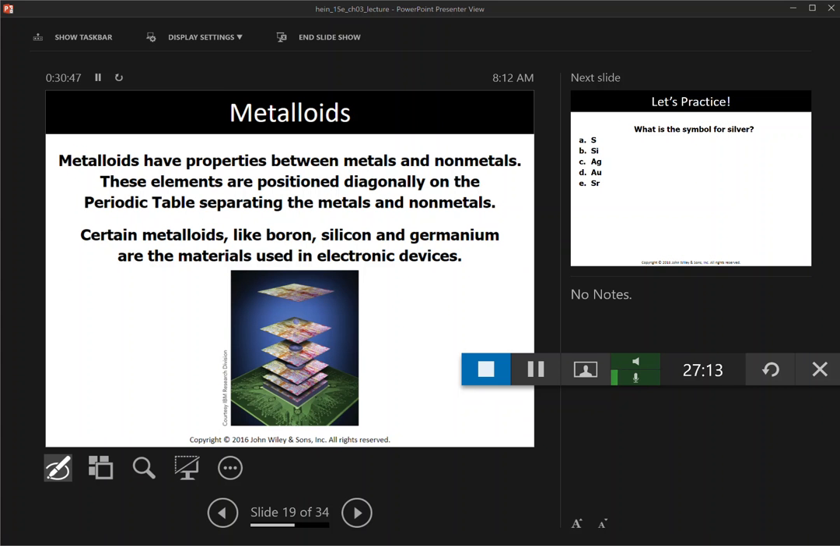Now, the last group are the metalloids in the periodic table. Metalloids have properties in between the metals and nonmetals. Their properties are not 100% like metals, and not 100% like nonmetals, something in between. For example, metalloids are semiconductors. And some of these metalloids are actually cheap semiconductors, so they're used a lot for electronic devices.